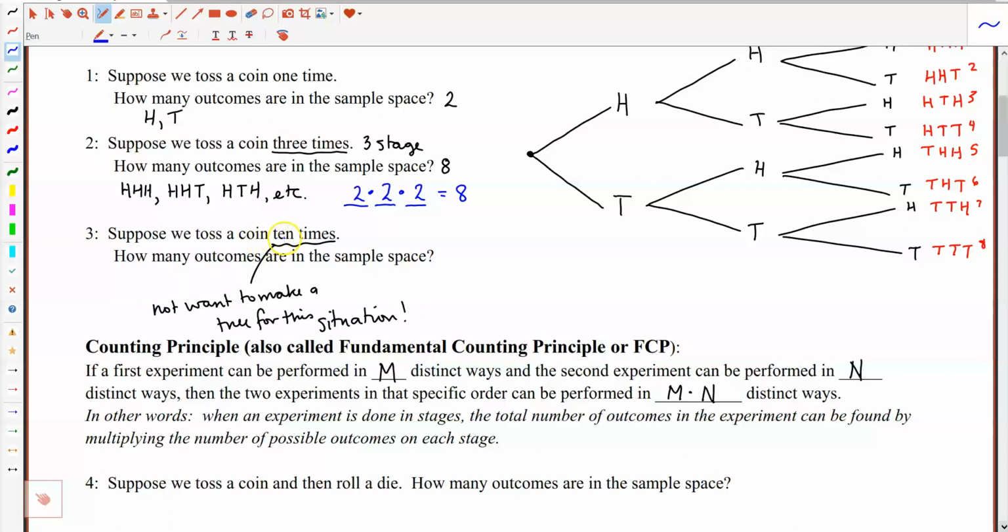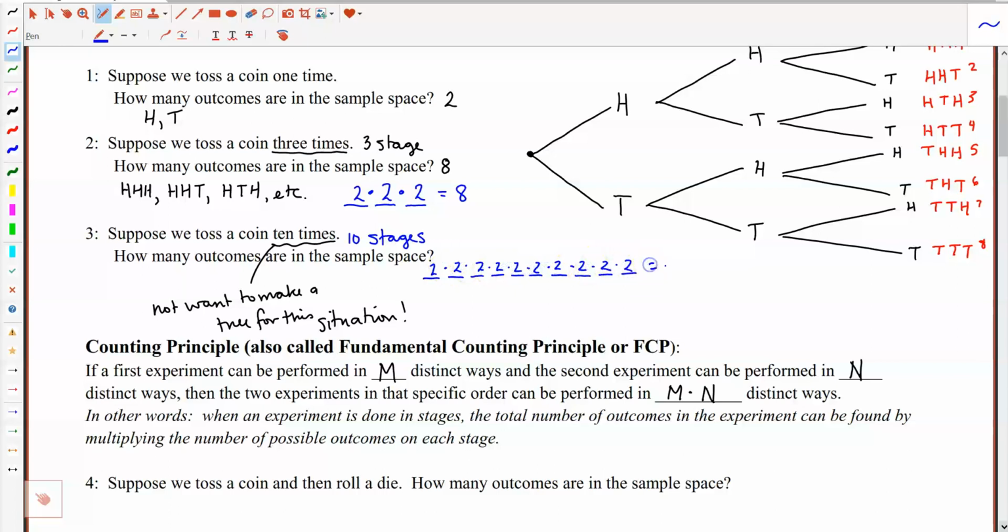So let's take a look at this next one. If you toss a coin 10 times, this is going to be a 10-stage experiment. So we could, in theory, put down 10 blanks. 1, 2, 3, 4, 5, 6, 7, 8, 9, 10. On each of those stages, you're going to be tossing a coin. So there are 2 outcomes on the first stage, 2 on the second, 2 on the third, 4th, 5th, 6th, 7th, 8th, 9th, and 10th. If you multiply those all together, that will tell you how many outcomes you have total.